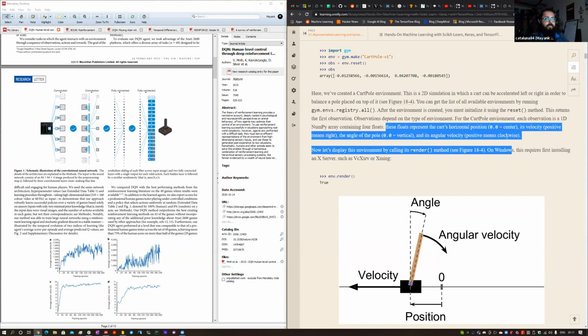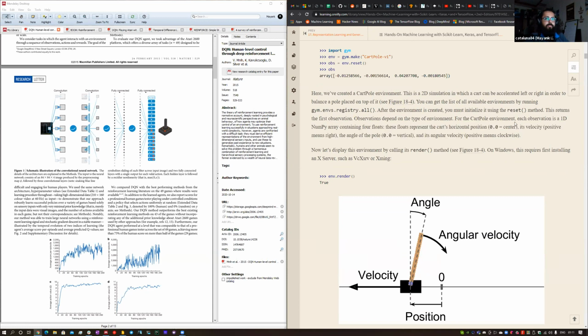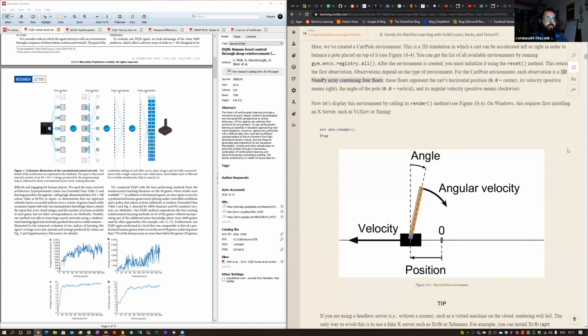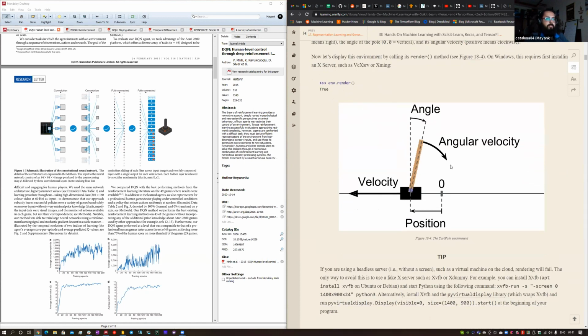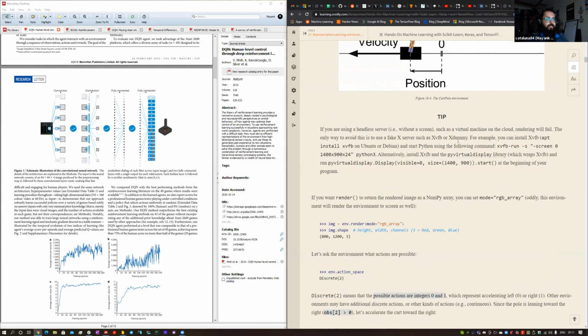They have given this in detail here: the NumPy array that contains the 4 floats. Then if we call render, this will be rendered. They have given Xvfb, the fake X server that can be used to display it. If you're displaying it in Python, then you have to use the PyVirtualDisplay library. You just have to run this at the beginning of your Python code, and this will be visible.